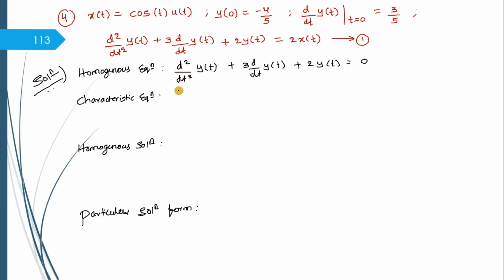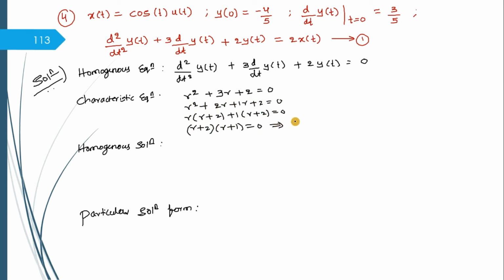Characteristic equation: replace d by dt with r, so r square plus 3r plus 2 is equal to 0. Solve for it, factorize it. R square plus 2r plus 1r plus 2 is equal to 0. If I take r common, r plus 2, and 1 common, r plus 2 is equal to 0. You get r plus 2, r plus 1 is equal to 0. Therefore you have two real roots: r1 is equal to minus 1 and r2 is equal to minus 2.